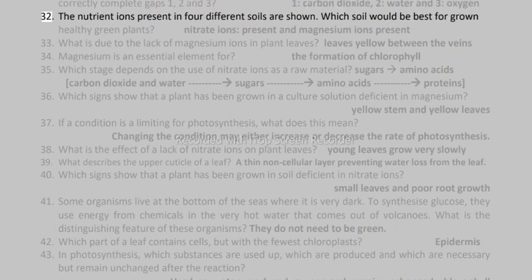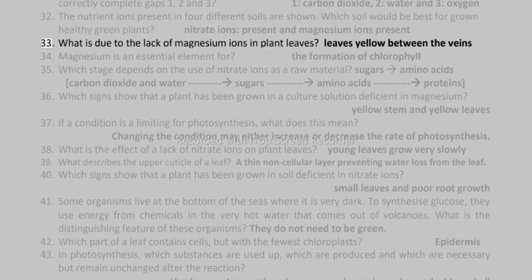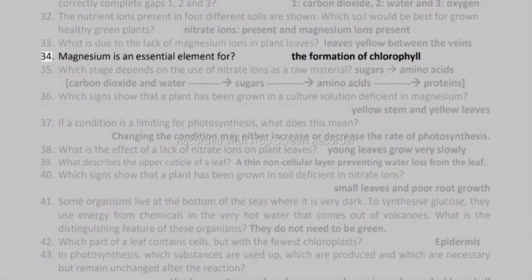Oxygen. 32. The nutrient ions present in 4 different soils are shown. Which soil would be best for growing healthy green plants? Nitrate ions present, and magnesium ions present. 33. What is due to the lack of magnesium ions in plant leaves? Leaves yellow between the veins.